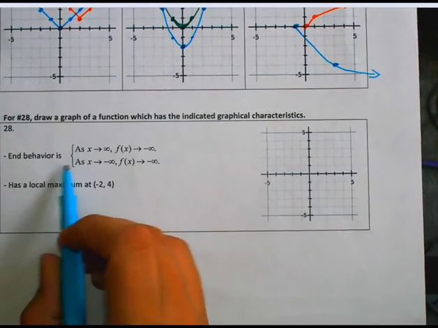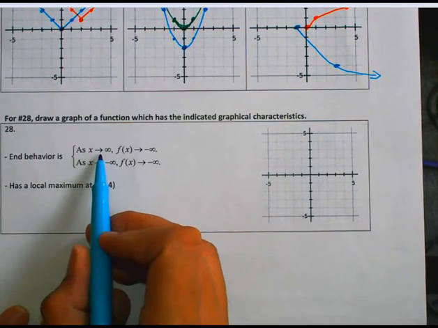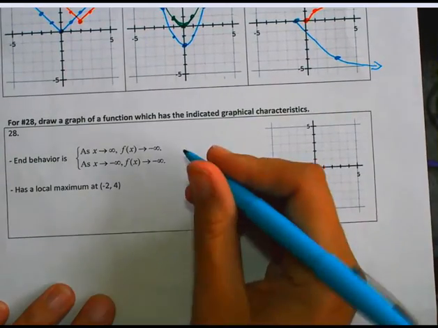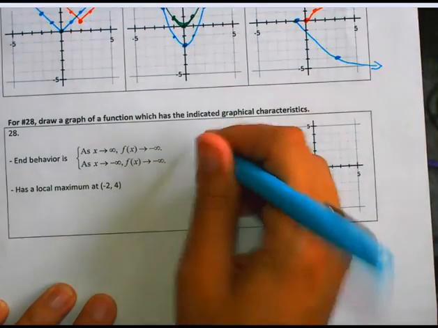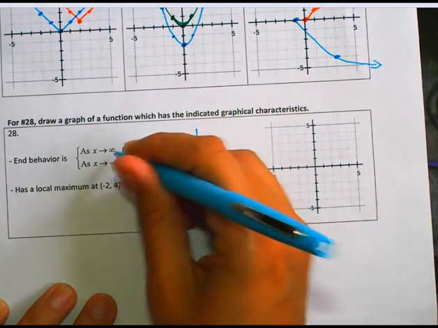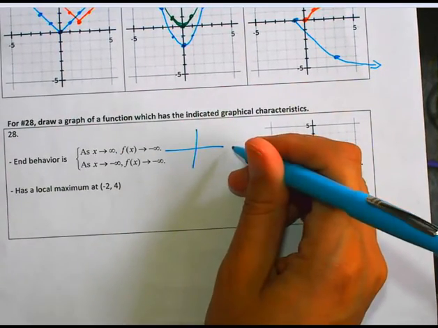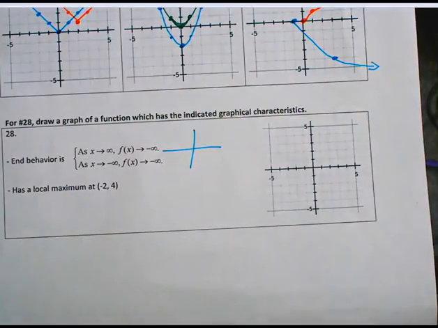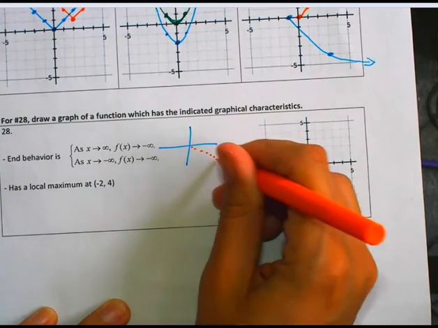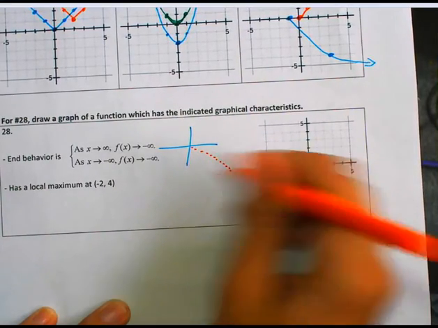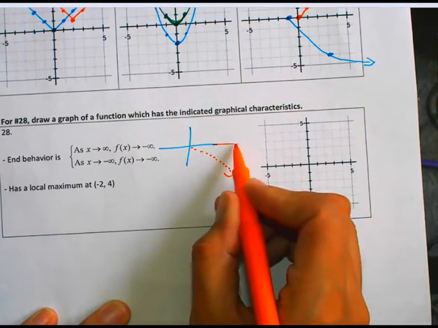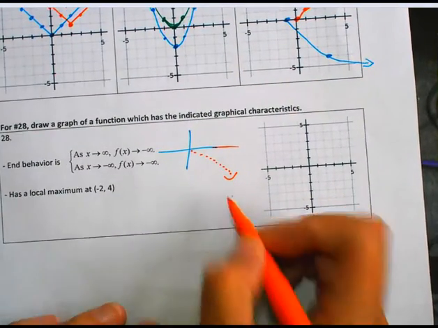So let's start with the end behavior here. As x goes to infinity, I'm just going to draw what that's going to look like before I sketch it over here. I know that as x goes to infinity, my f of x is going to -infinity. So as I move this way, I'm going out this way. I don't know what, but it's got to look like this, because as I go to positive infinity for x, I know my f of x is going to -infinity.